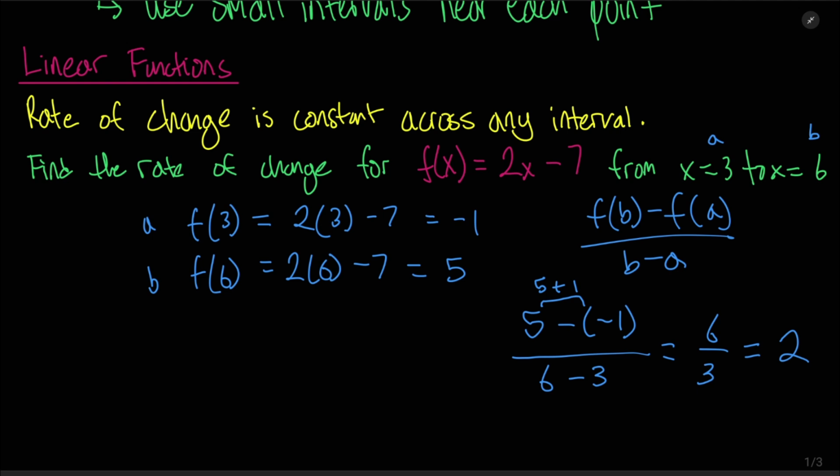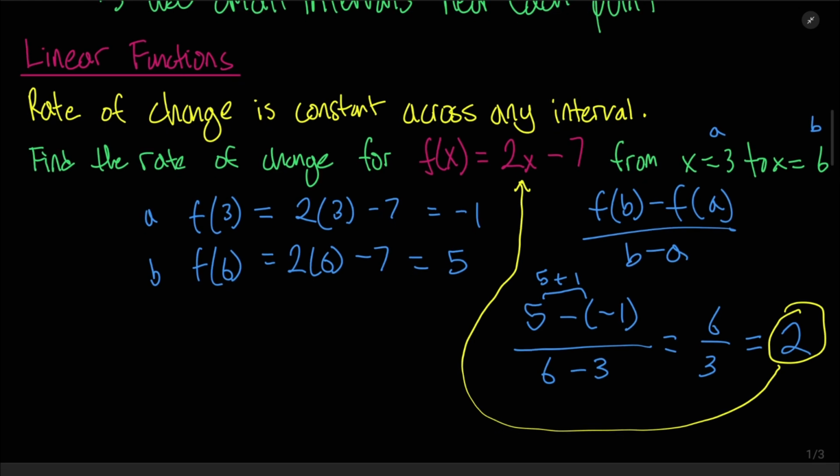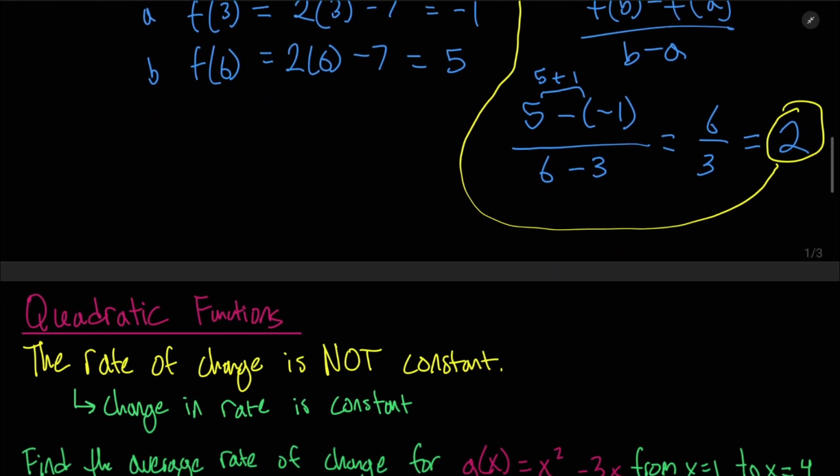And notice how this 2 right here comes right from here. The slope. The slope is the average rate of change. So we're already given 2 up there. So honestly, if you really didn't want to calculate anything, you can just look at that and be like, oh, the average rate of change is 2. It says right there. That's the slope of the graph. That's how you can find that out for linear functions.